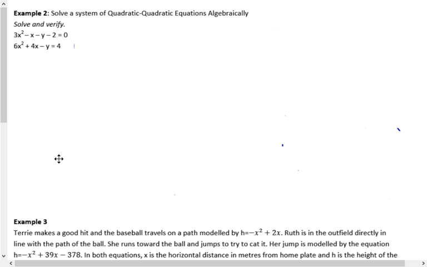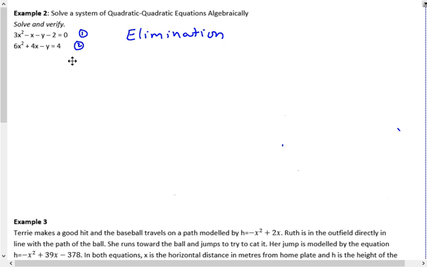Our next example, we have a quadratic equation. This time we have two quadratics, and this time I'm going to use elimination to solve this. First thing that I'm going to do is label these 1 and 2, just so that when I'm talking, you know which one I'm talking about.